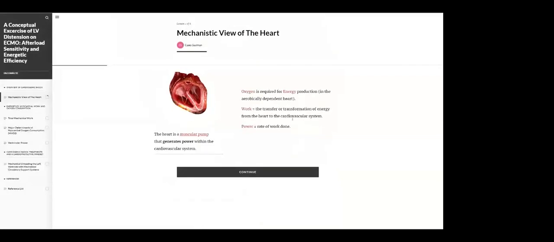So for this discussion, we're going to take a mechanistic view of the heart. So this is going to be viewing the heart as a muscular pump that generates power within the cardiovascular system, sending that energy out to the cardiovascular system and to our end organs. So there's a few concepts here that we're not going to dive into great detail, but for power, we need oxygen, energy, and work. And so oxygen is required for energy production in an aerobically dependent organ like the heart, and work is just going to be that transfer or transformation of energy from the heart to the cardiovascular system. And we're going to look at power here in a second, but it's just the rate of work being done.